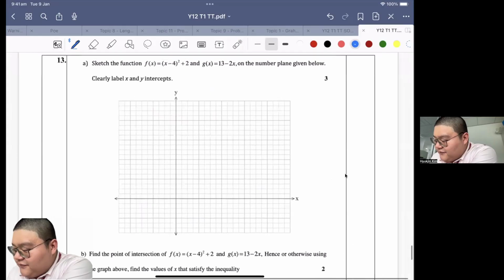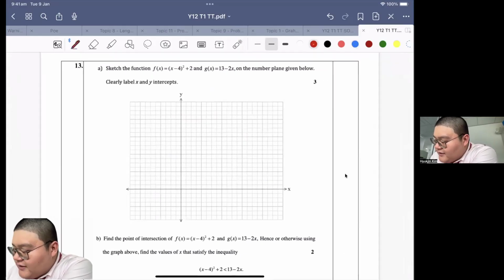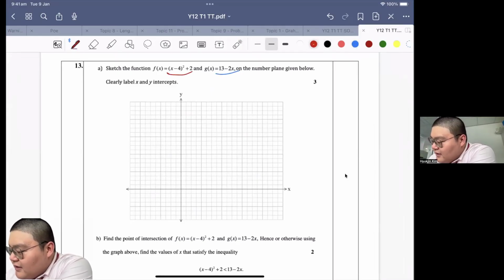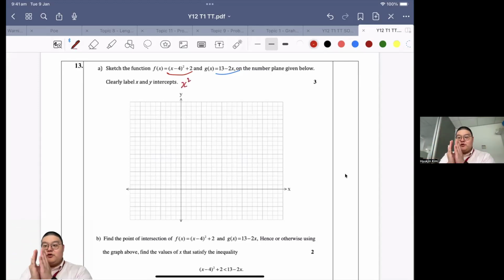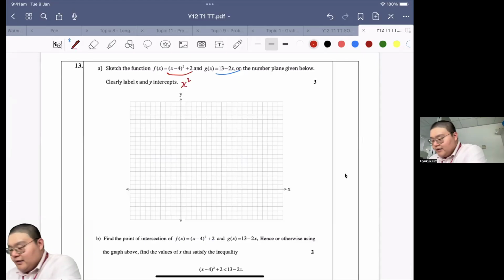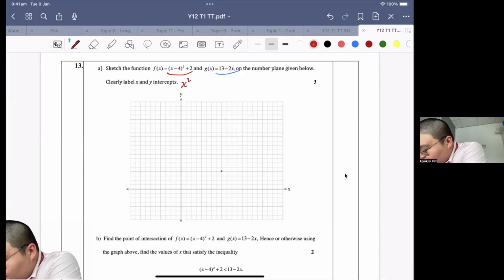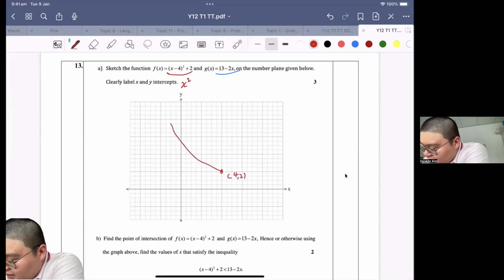Now, sketch the function, this guy. I have this tricky looking thing, and I have this linear. On the number plane below, clearly label x and y intercepts. So let's see. This is just a quadratic parabola, but it just moved right. Is that right to you guys? It's right, and then up by 2. Doesn't have to be to scale. I don't really care if it is not to scale. Actually, maybe, because our drawings will have to look something nice.